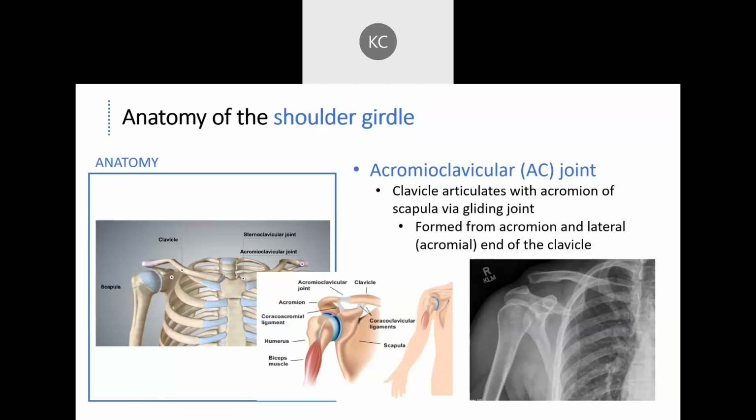This is a gliding joint, very little movement that occurs here. So it is a synovial joint, but it would be more considered an amphiarthrotic joint as opposed to a diarthrotic joint. Okay, so this is our AC joint.